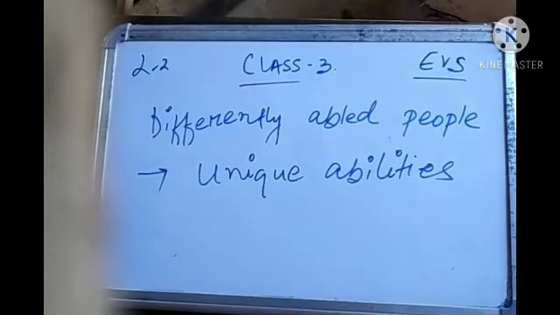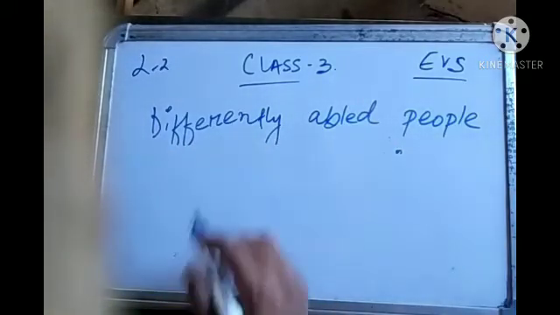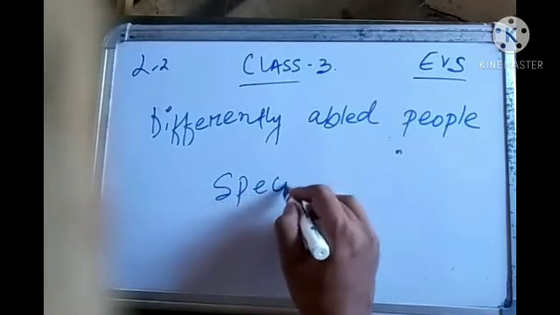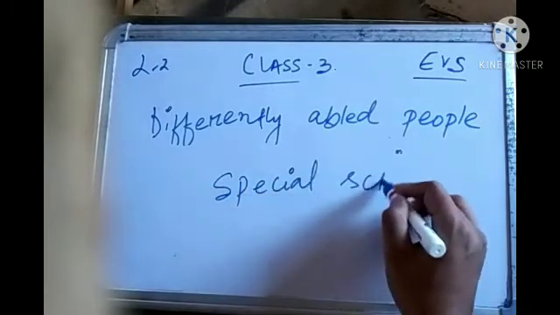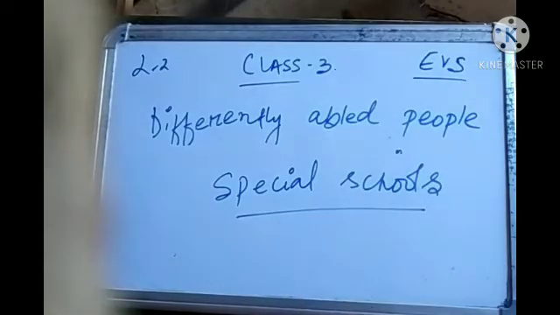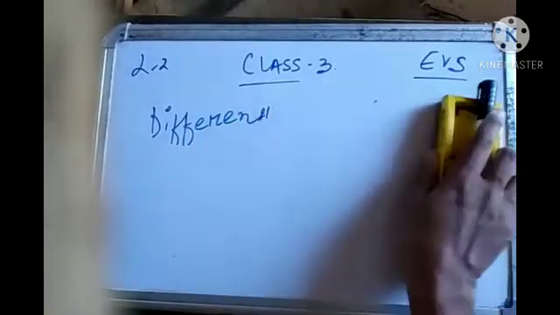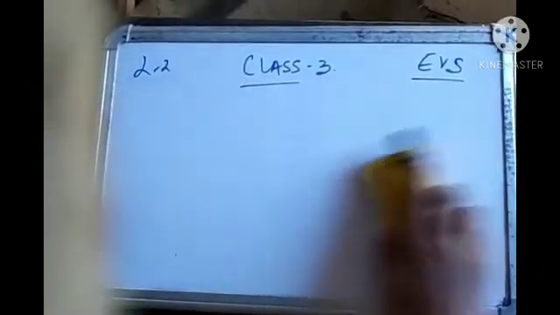There are special schools also for differently able people. Special schools are also there for differently able children. So they learn the same thing as taught in other schools, but in a different way. Same thing they learn, but in a different way.